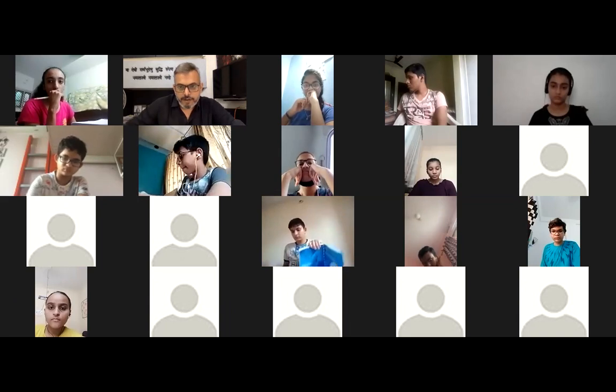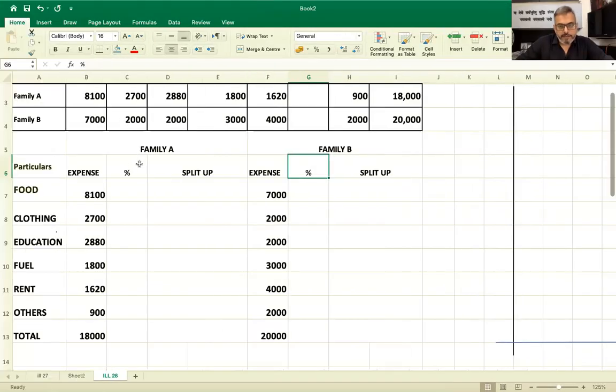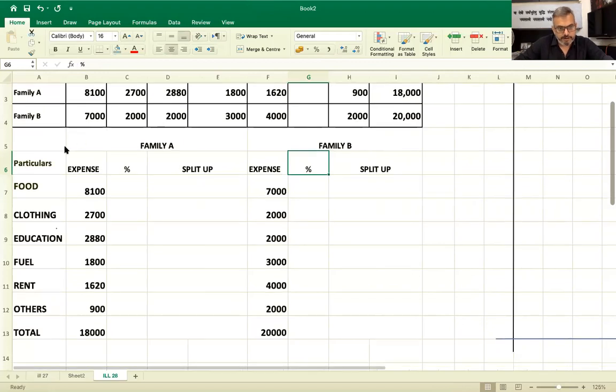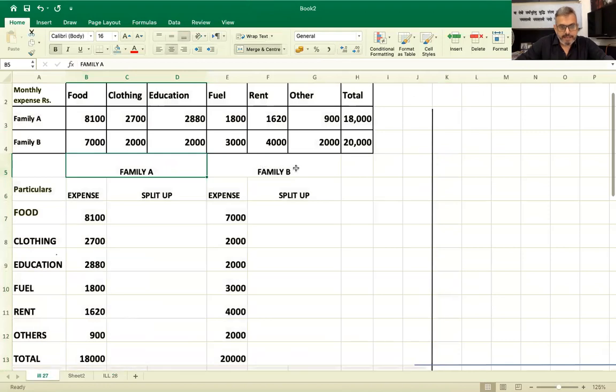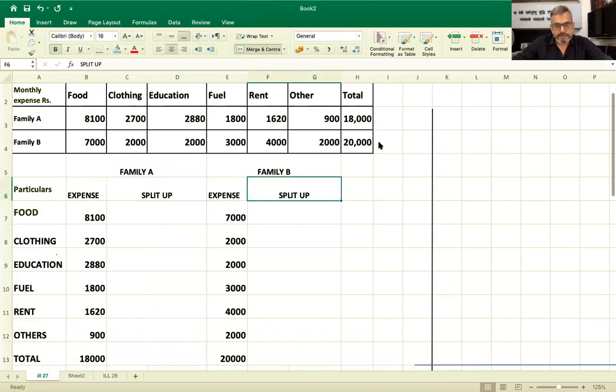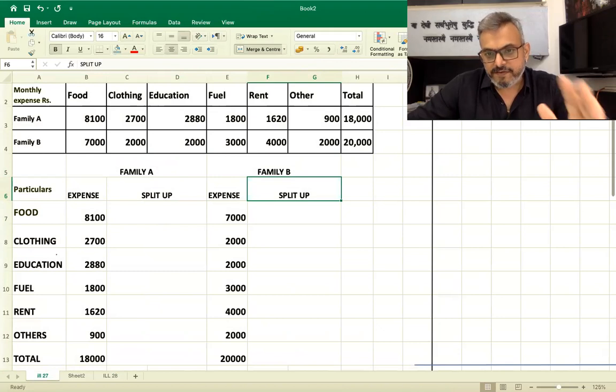All of you, in your notebook, you have to make this table. You can see this table over here. Family A, family B, particulars, expense, split up, expense, split up. Now, why we are doing this split up, you will understand while we do the sum.